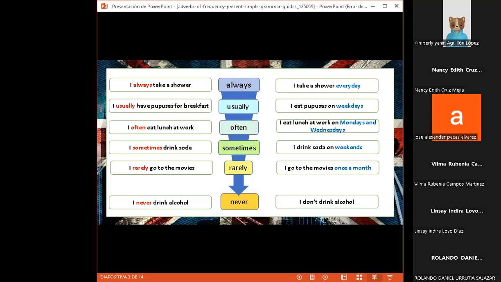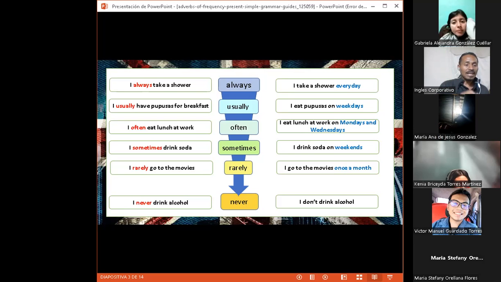In the second column, you have time expressions: every day, weekdays, Mondays and Wednesdays, weekends, once a month. Those are expressions of time, expresiones de tiempo. Y estas van al final de la oración. I take a shower every day. I eat pupusas on weekends. I eat lunch at work on Mondays and Wednesdays. I drink soda on weekends. I go to the movies once a month. At the end, okay?